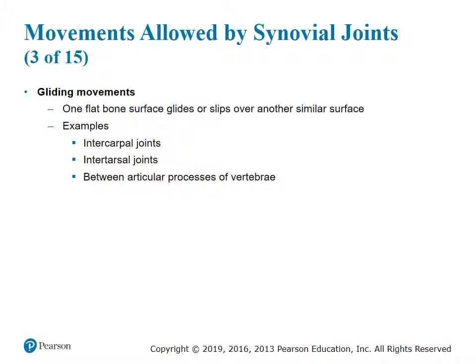Now, when you're gliding or slipping over another surface, this is what we're talking about in a gliding joint, right? Some examples there for you. Like your intercarpal joints and intertarsal joints. That means your wrist bones and your ankle bones, right? Where all those bones are interacting. Those are the joints, and they glide or slip over each other. And the vertebrae, in fact, are also a gliding joint.